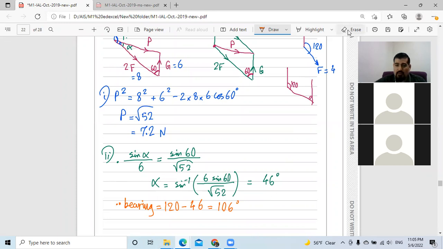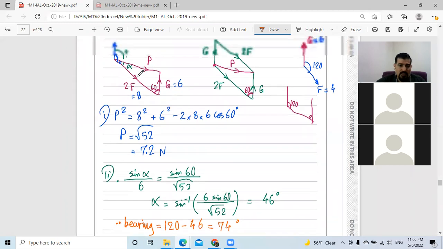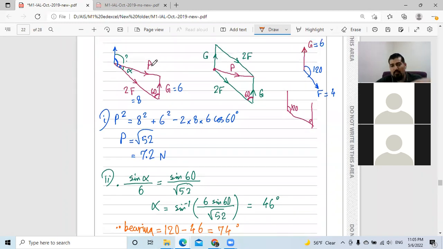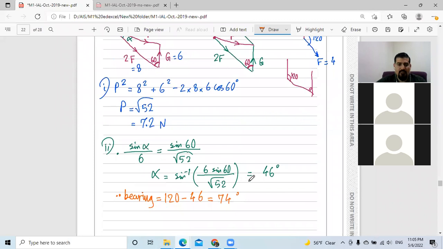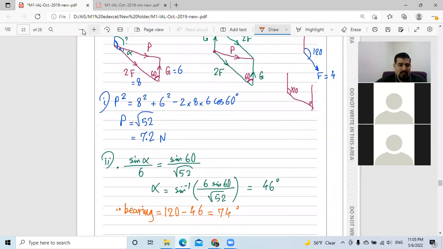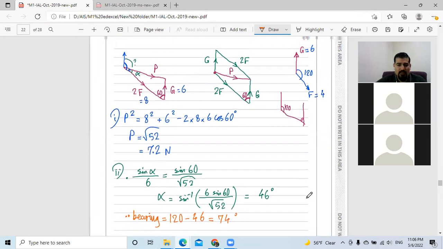I'm sorry, 74 degrees, my mistake, 74 degrees. Yes, my drawing is not accurate, it's supposed to be above the horizontal a little bit, but that's a sketch. So please take a screenshot of the whole thing here.